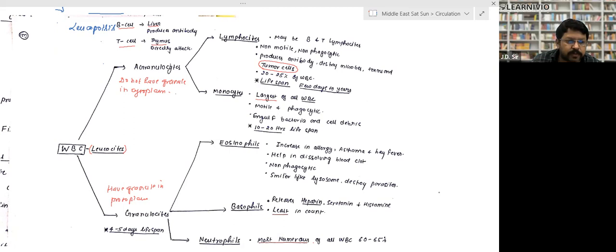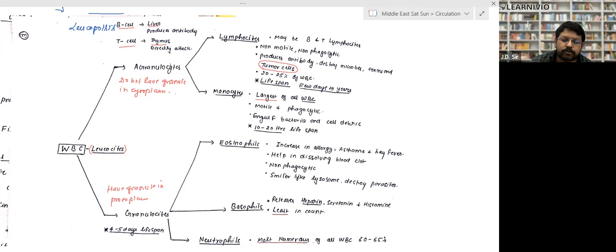So look, WBC are called leukocytes. They are basically of two types: agranulocytes and granulocytes. Agranulocytes do not have granules in their cytoplasm. Further, they are of two types: lymphocytes and monocytes. Lymphocytes may be B cells or T cells. B cells are produced in the liver and produce antibodies. T cells are produced in the thymus and attack directly.